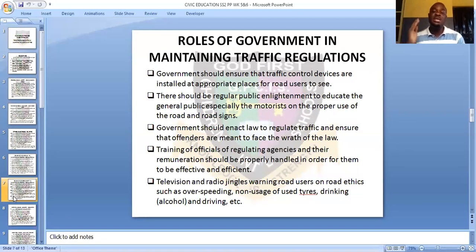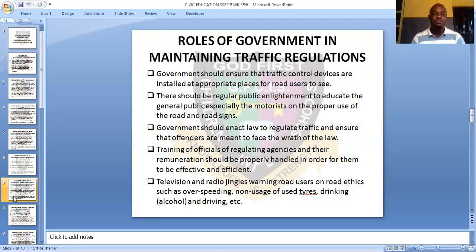Even the same goes for traffic road signs. The road signs should be placed in an appropriate place whereby the road user can actually see them, they are so visible, and they'll be able to interpret them easily. Even if they can put the interpretation underneath, it will also be useful.